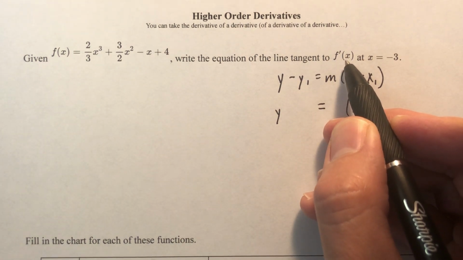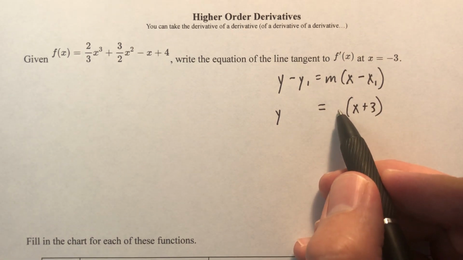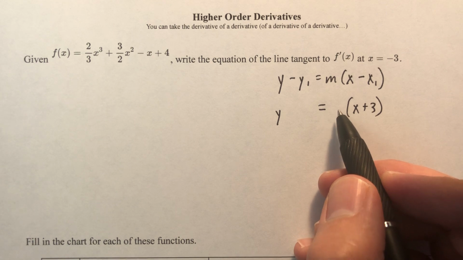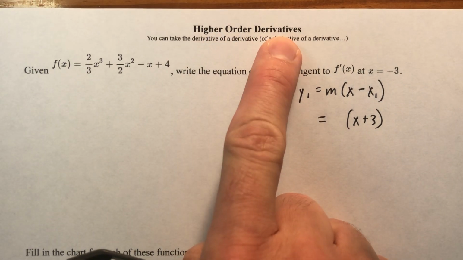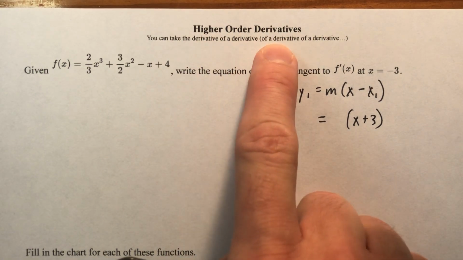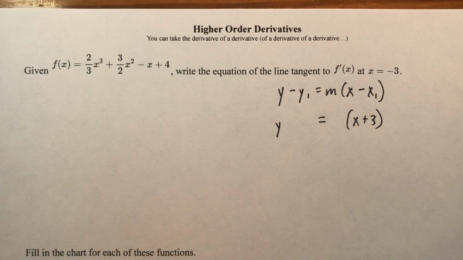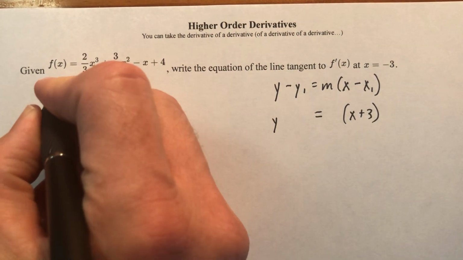So here we go. In just a minute, I'm going to need the slope of the derivative. Let me rephrase that. I need the slope of the slope. I need to take the derivative of the derivative. That's why we have higher order derivatives. You can take the derivative of a derivative of a derivative of a derivative. You can do this all day. But let's not.